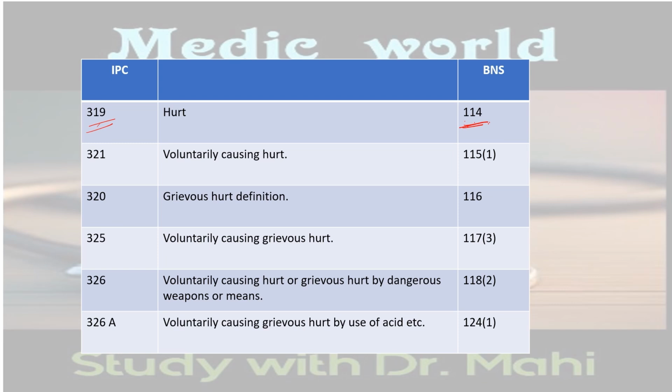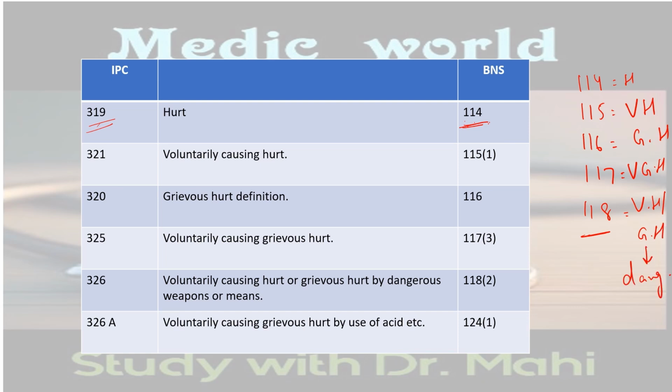Now, how do we learn the BNS sections for hurt related sections? So 114 is hurt. 115 is voluntarily causing hurt. 116 is grievous hurt. 117 is voluntarily causing grievous hurt. Okay. Now 118. 118 is voluntarily causing hurt or grievous hurt with dangerous weapon.